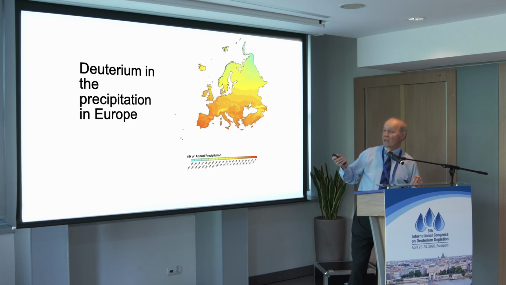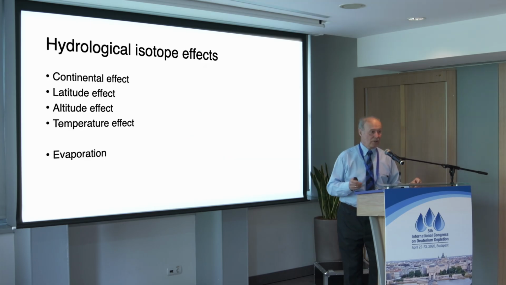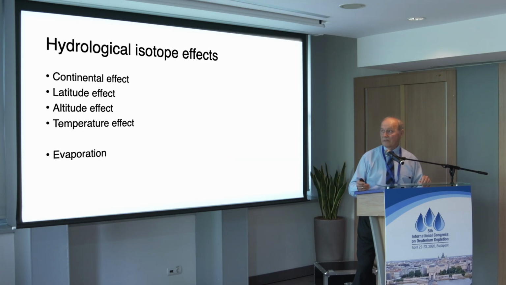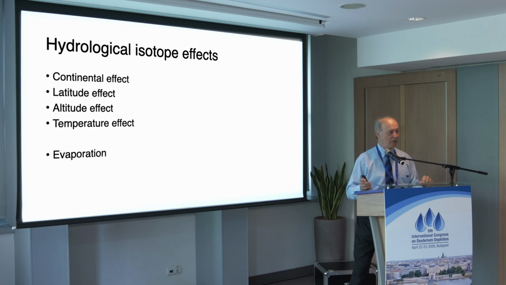Deuterium in the precipitation in Europe. The highest deuterium content is in the Mediterranean area, and as we are going to the north, the deuterium content is less and less. In isotope hydrology, we are speaking about different isotopic effects, like the continental effect, latitude effect, altitude effect, and temperature effect.